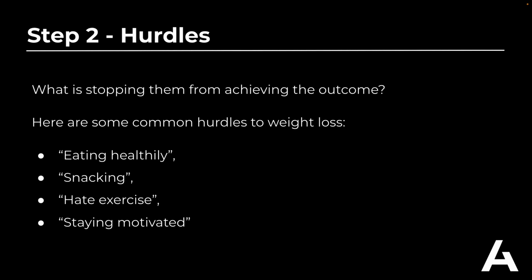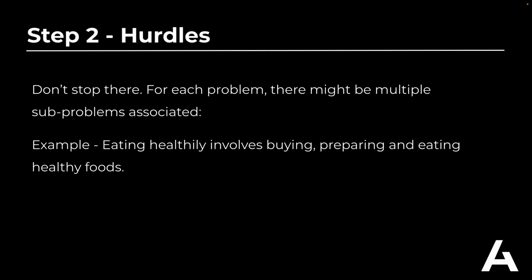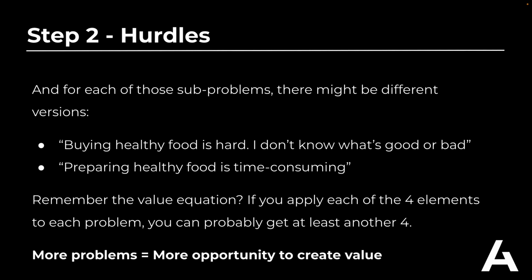Step 2, what is stopping them from achieving the outcome? Here are some common hurdles to weight loss: eating healthily, snacking, hate exercise, staying motivated. Don't stop there. For each problem, there might be multiple sub-problems associated. Example, eating healthily involves buying, preparing, and eating healthy foods. And for each of those sub-problems, there might be different versions. Buying healthy food is hard. I don't know what's good or bad. Preparing healthy food is time-consuming. Remember the value equation? If you apply each of the 4 elements to each problem, you can probably get at least another 4. More problems equals more opportunity to create value.